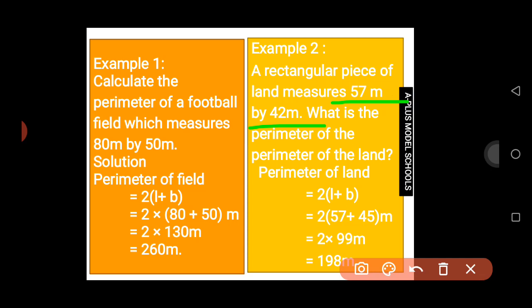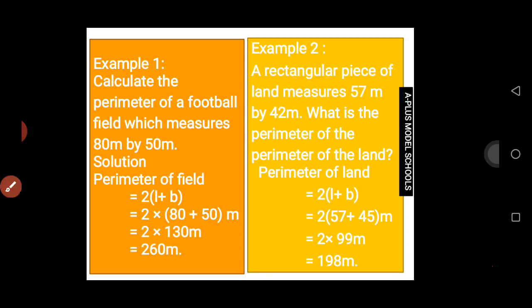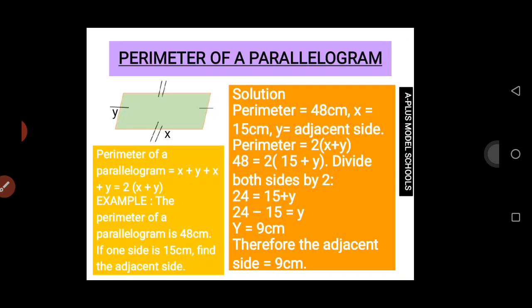That will be 2 open bracket length plus breadth, then that will be 2 in bracket length, that is 57, plus breadth, which is 42 meters. Then when you add everything together, that will give you 99 meters. Then multiply it by 2, you have 198 meters. Now let's move to the perimeter of a parallelogram.